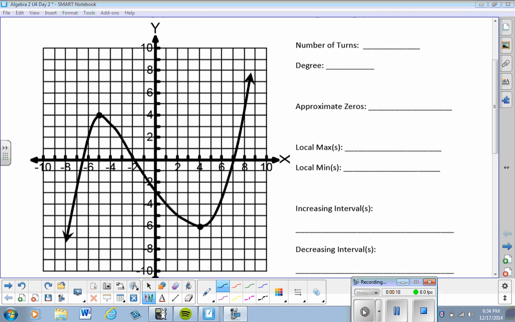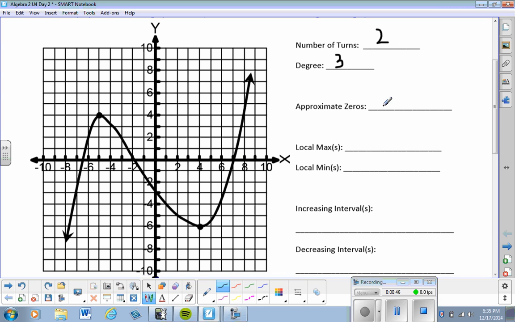First thing we want to look at is the number of terms. Well, looks like it's 2 terms. So there are 2 terms, which means the degree is going to be 3. The approximate zeros, well, let's look at where it crosses the x-axis. Crosses here, here, and here.